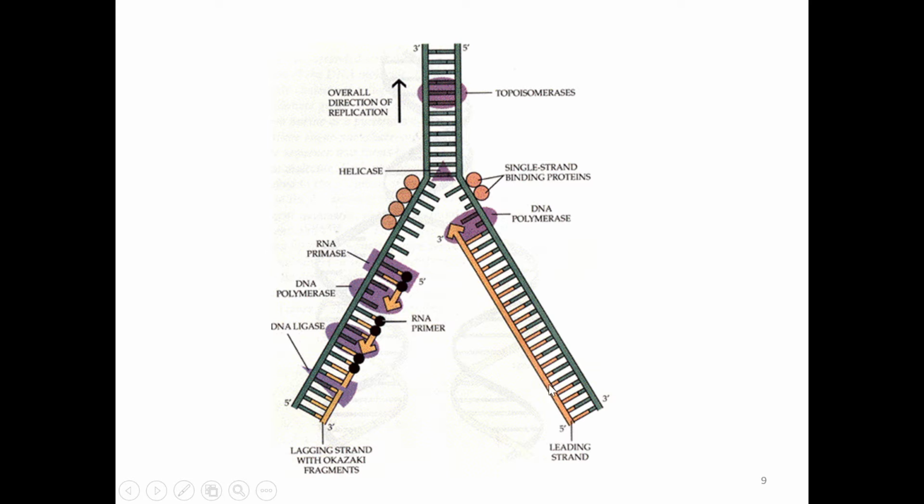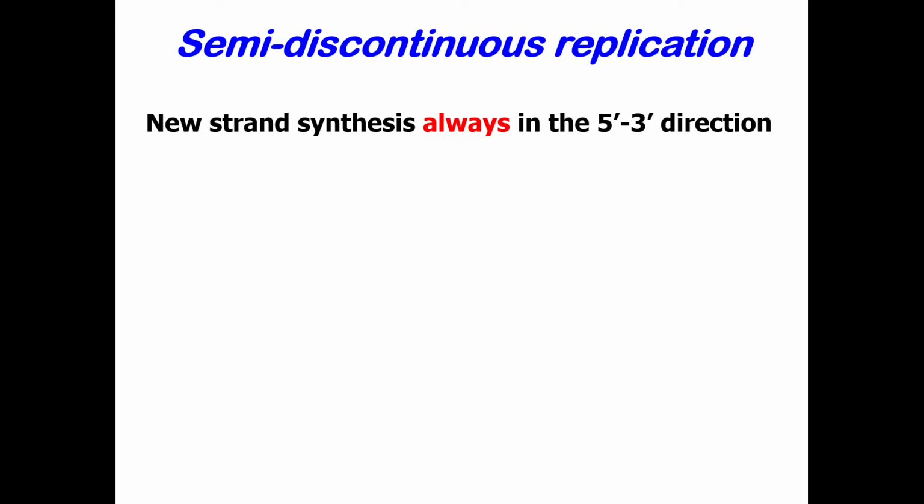Here you can see there is a continuous synthesis. The new strand, which is known as the leading strand. For that, what are you required? You require RNA primase, DNA polymerase, and this molecular stitcher. Look here. These fragments are joined by this DNA ligase. So this is the complete mechanism of semi-conservative replication of DNA. Remember, it is semi-discontinuous replication and the new strand synthesis is always in 5' to 3' direction.